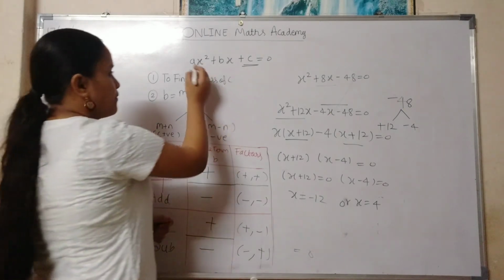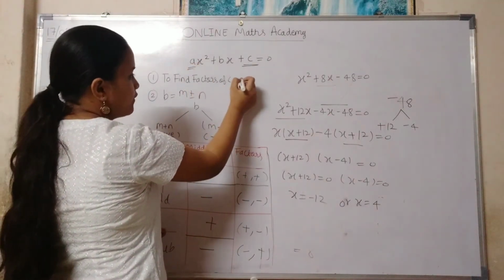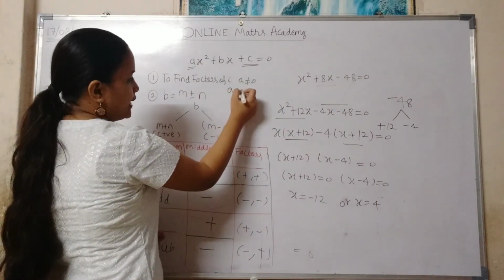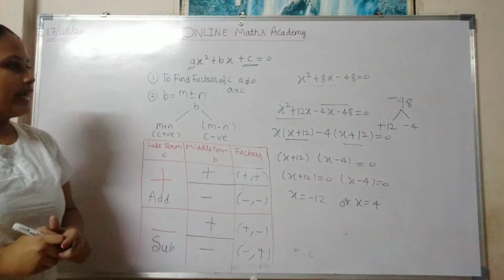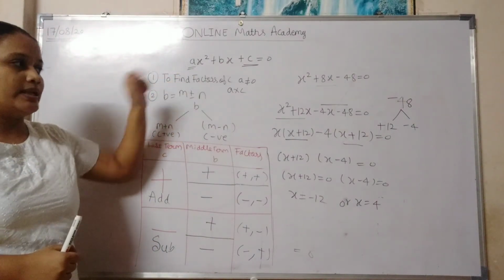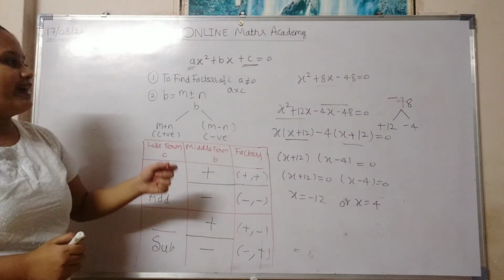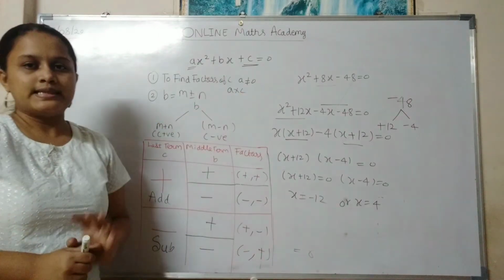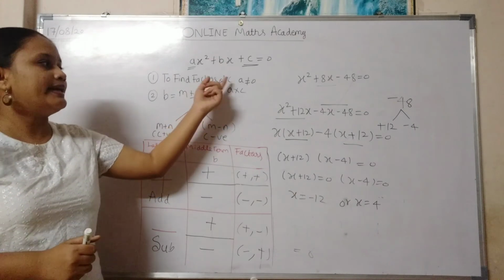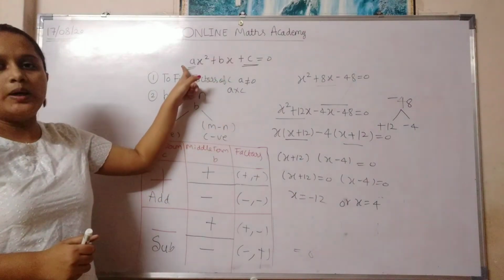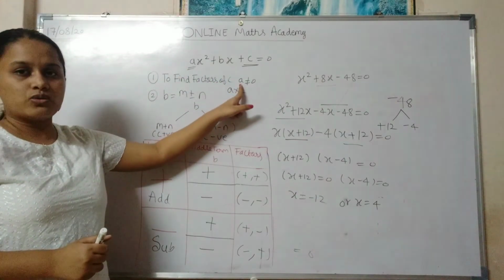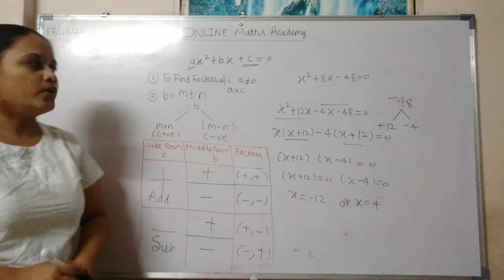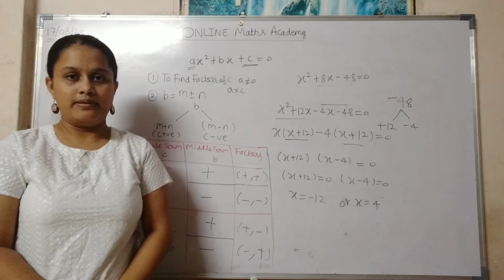And one more step, that when a is not equal to 1, we find the factors of a into c. In such equation, we will find the factors of a into c. Other steps are same. Here we are only taking c when a is equal to 1. But when a is not equal to 1, we will find the factors of a into c. So, this was our factorization method.